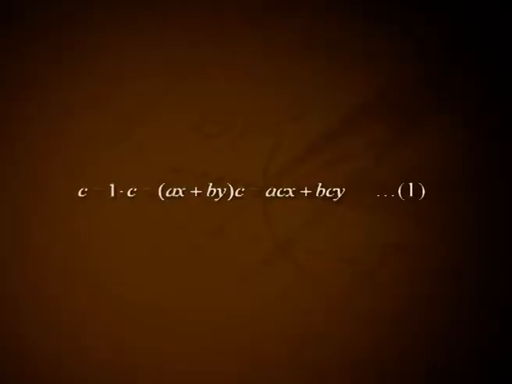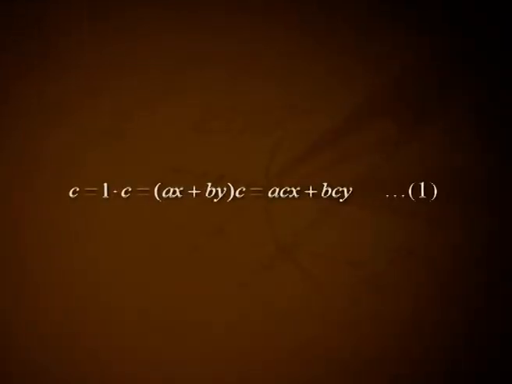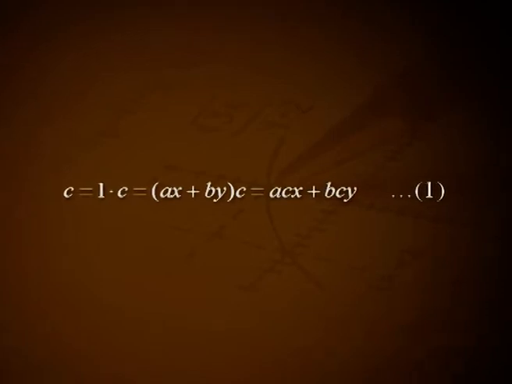Theorem 5, Euclid's lemma. If a divides bc with GCD(a, b) = 1, then a divides c. Proof. Since GCD(a, b) = 1, by Theorem 3 we can write 1 = ax + by, where x and y are integers. Multiplication of this equation by c produces c = 1·c = (ax + by)c = acx + bcy. Equation 1.